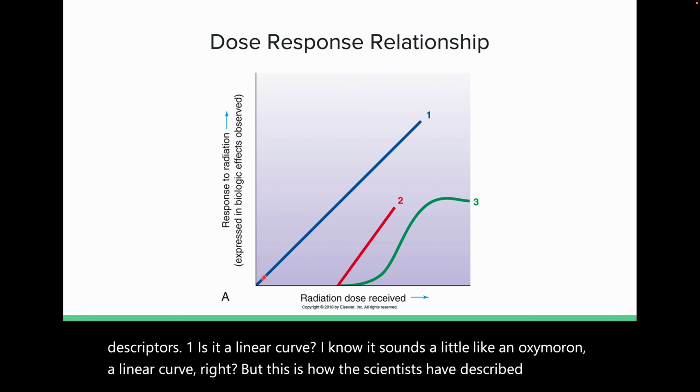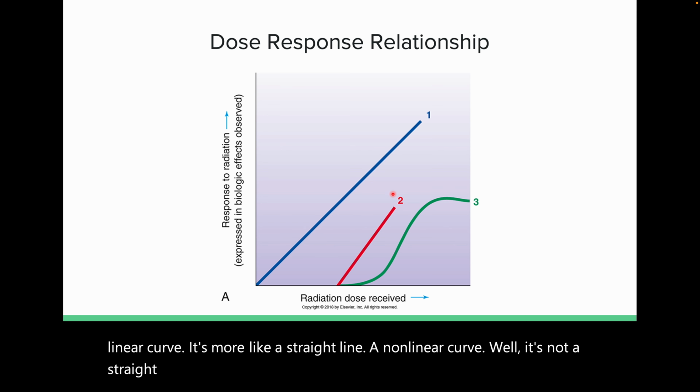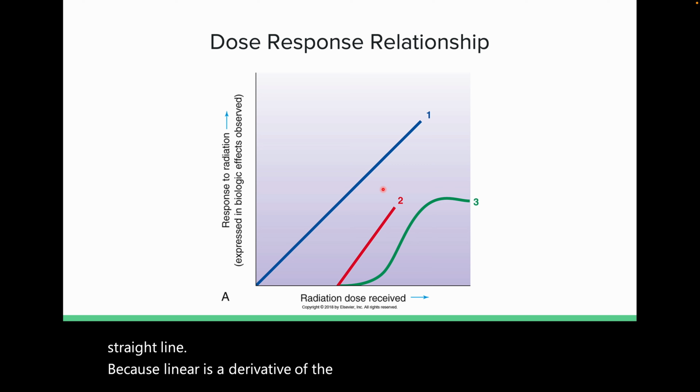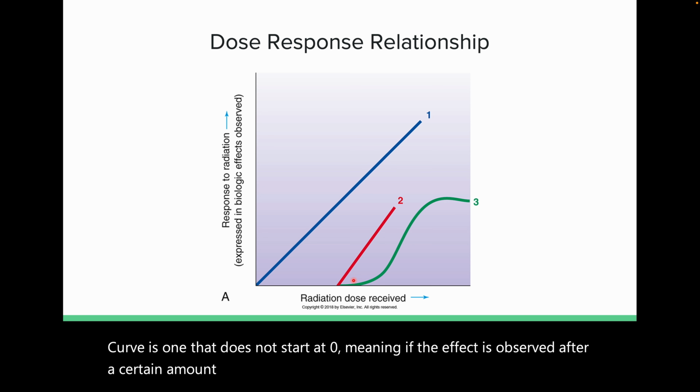A linear curve is more like a straight line. A non-linear curve, well, it's not a straight line, as linear is a derivative of the word line, right? A threshold curve is one that does not start at zero, meaning the effect is observed only after a certain amount of dose has been received. So that we can marry these up together, all right?